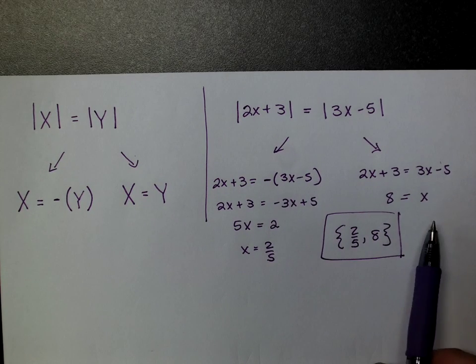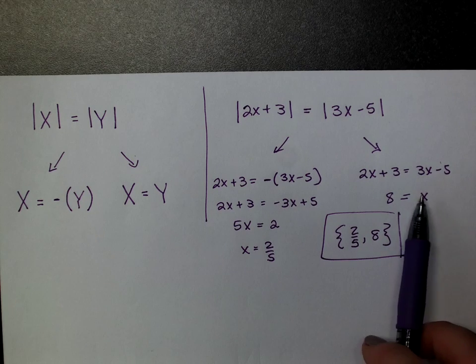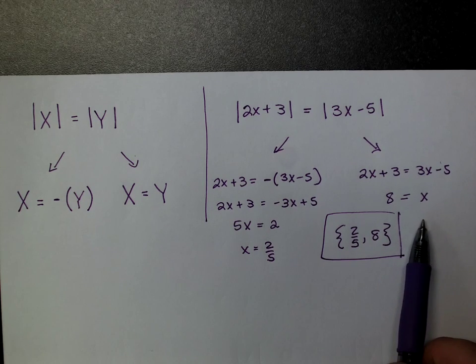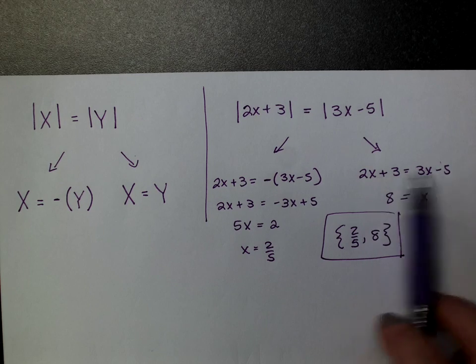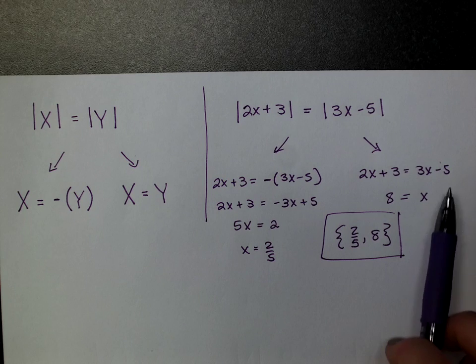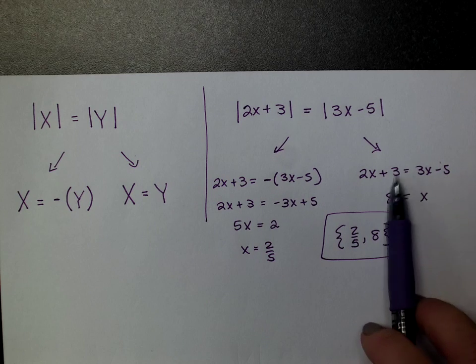I'm sorry? Oh, this one? This one here? Well, I did minus 2x on both sides, so that makes a positive x over here. And I had to add 5 to cancel it out here, so I added 5 here.